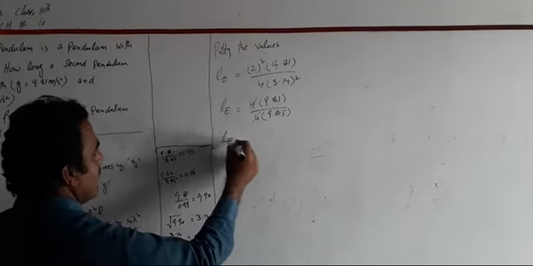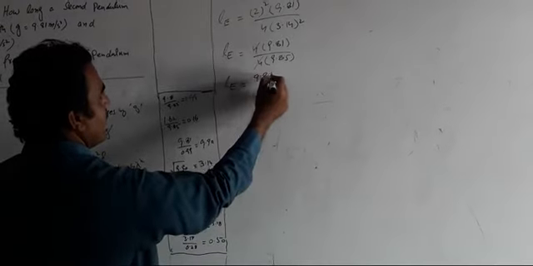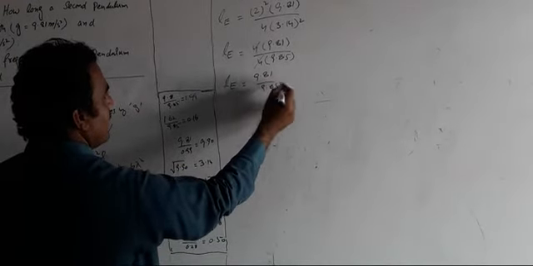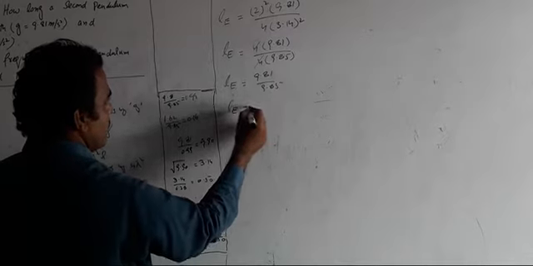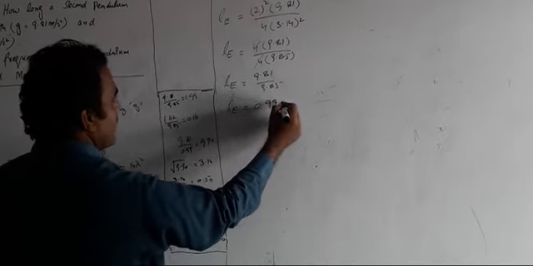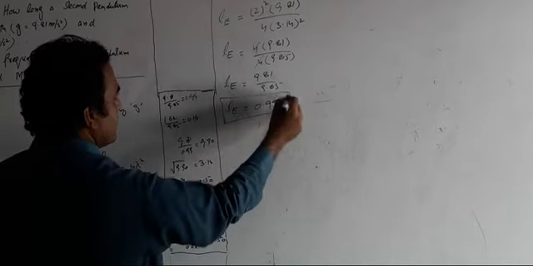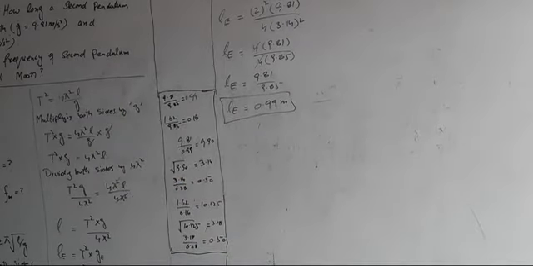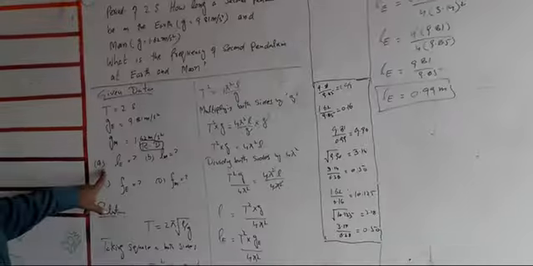So length on earth will be equal to 9.81 divided by 9.85. Dividing these two terms, we will get the answer as 0.99 meter. This is the length of the second pendulum on the earth. So our part A has been done.